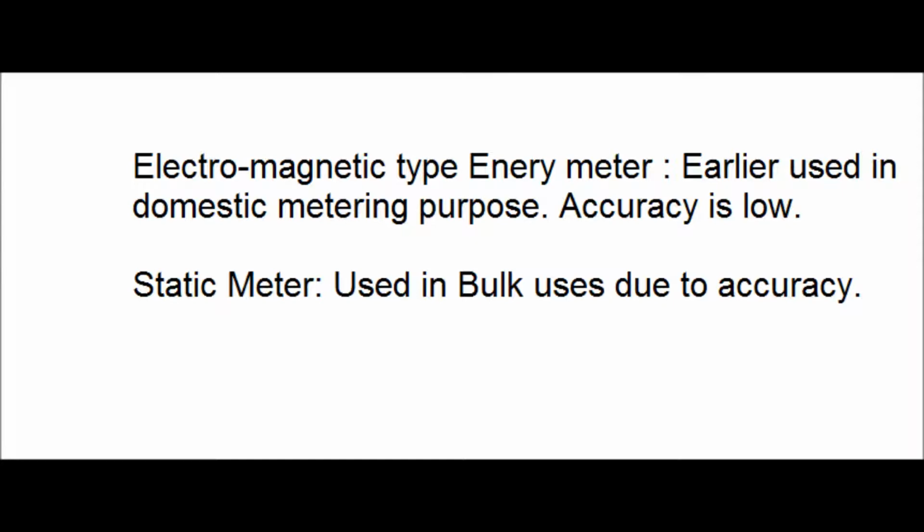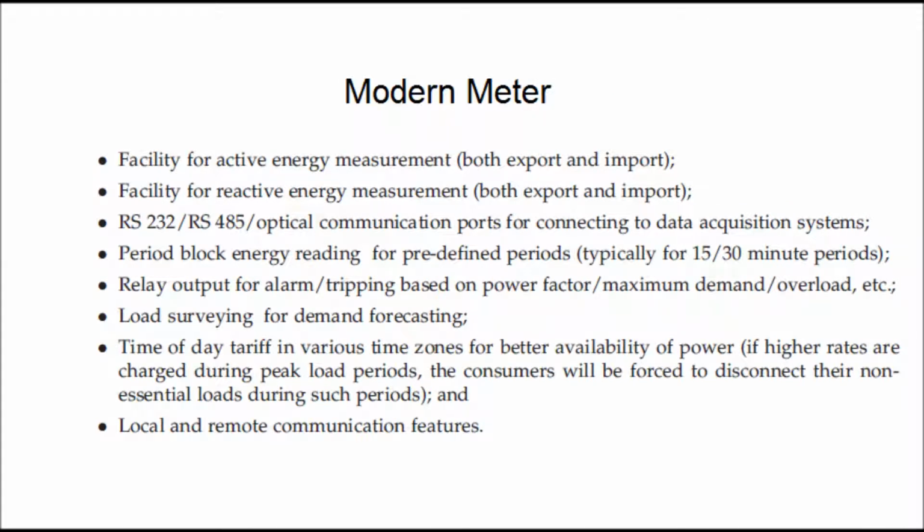From a construction point of view, there are two types of energy meter used. Number 1, the electromagnetic type energy meter. Earlier it was used mainly for domestic metering purposes. The accuracy of this kind of meter is low. And the static meter is mainly used for bulk supply due to its higher accuracy. But nowadays modern type meters are used in almost all sections. Also electronic meters and smart meters are going to be used for domestic purposes.